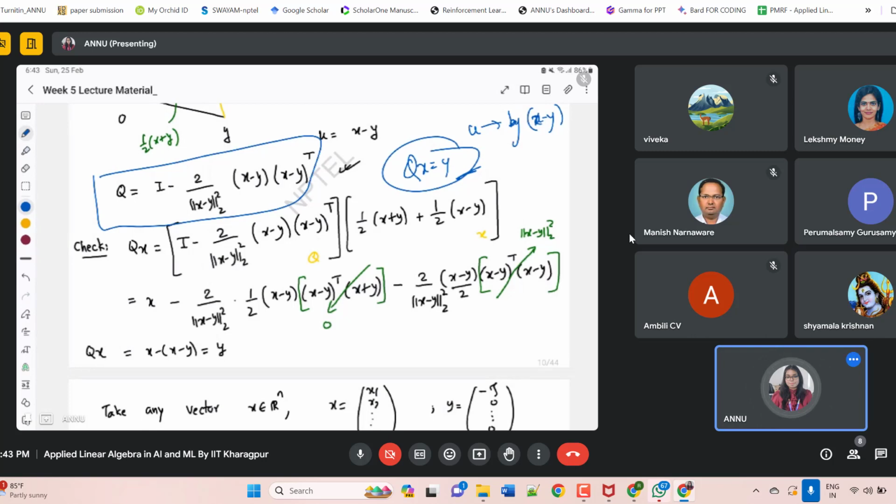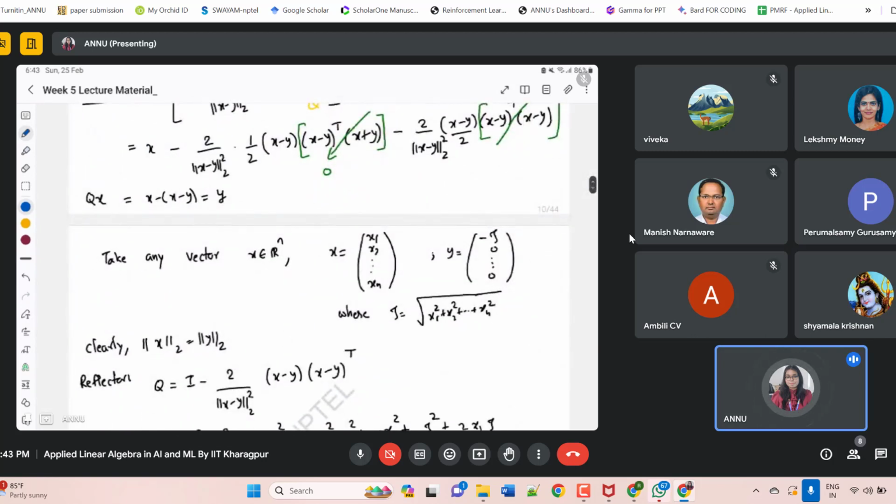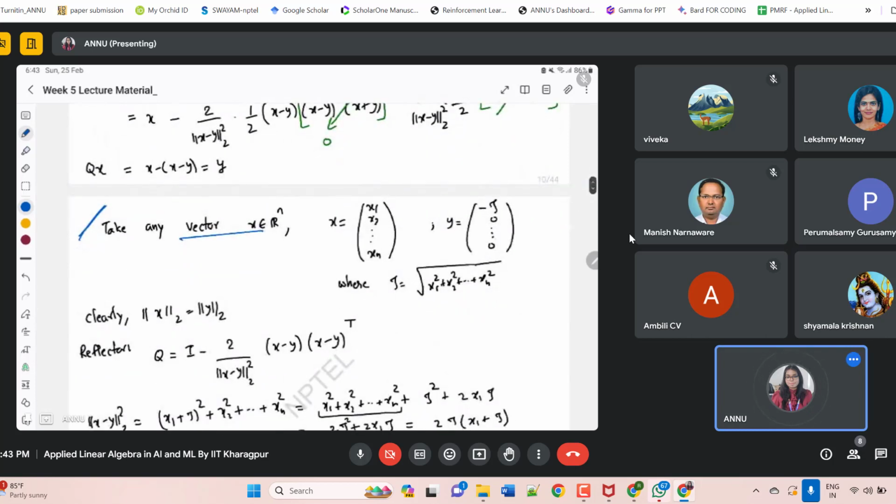Now let's take any vector x belonging to R^n. x is nothing but x1, x2, up to xn, and y is, let's say, minus tau, 0, 0, 0. In order to make mod of x equal to mod of y, you have to make sure this tau equals the square root of x1 square plus x2 square plus up to xn square. I hope this is clear. This is mod of x. So tau is nothing but mod of y, which equals mod of x.